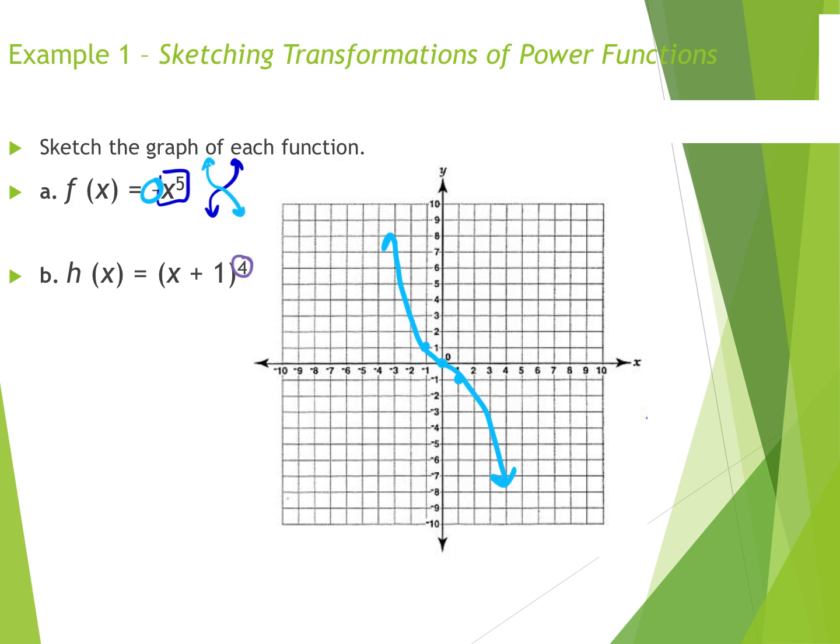And then same with the x to the fourth power graph. That's going to look like an x squared graph. So it'll look like a parabola. But when we add one on the inside, which direction does that move our graph?